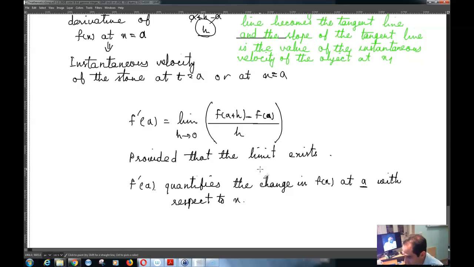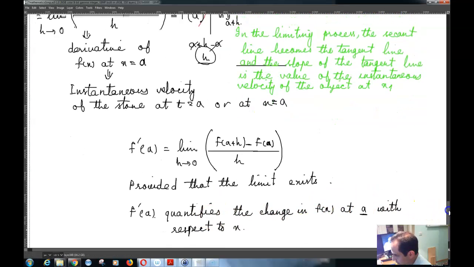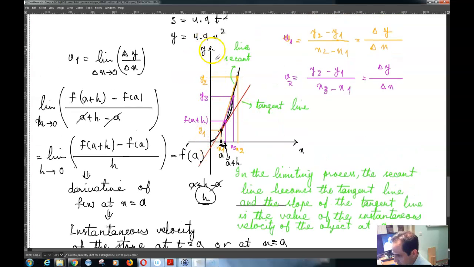So to sum this last sentence up, or as a reiteration, I would say that f prime of a quantifies the change in f of x, meaning the change in the position of that stone at this point a with respect to the changes that are happening in x, or with respect to the changes that are happening in time. And so you can say that f prime of a, which is the derivative of the function at point x is equal to a, is basically the rate of change of y with respect to x at x is equal to a. So that's basically what it is.